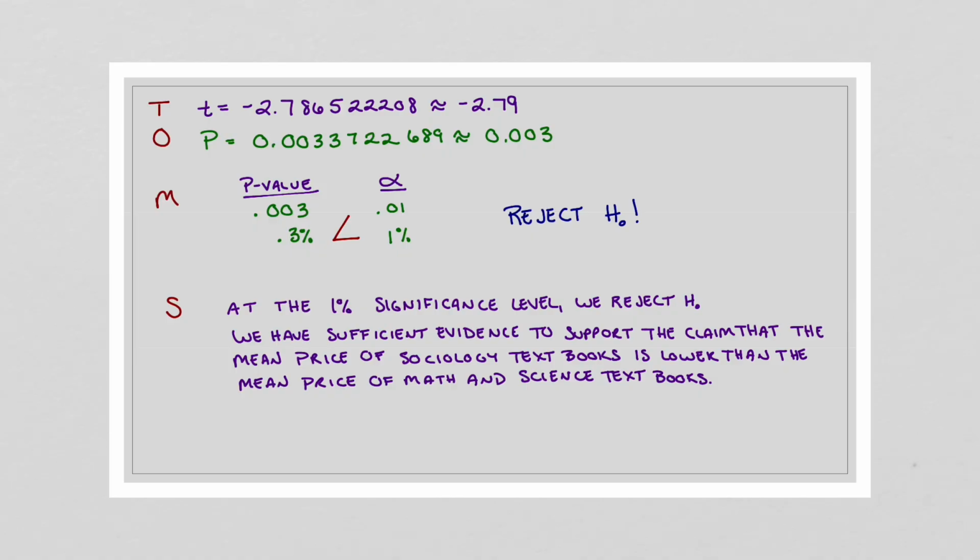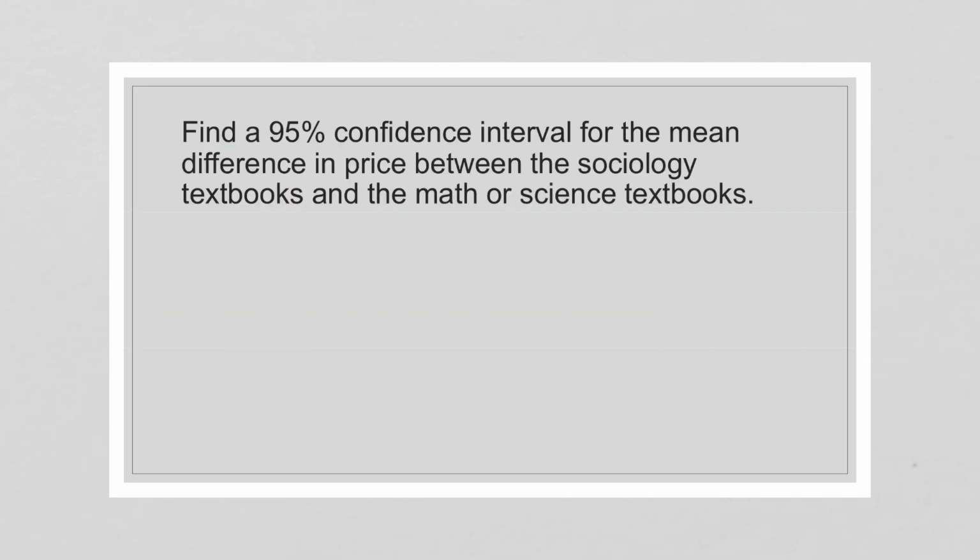So now we're going to roll right into our confidence interval question. So we want to find a 95% confidence interval for the mean difference in price between the sociology textbooks and the math or science textbooks. So we'll use our PANIC acronym to help us keep this organized. So we want to identify our random variables and parameters along with checking our assumptions. And we've actually already done all that work, so I'm just going to note these as done. We did this in our work for our hypothesis test.